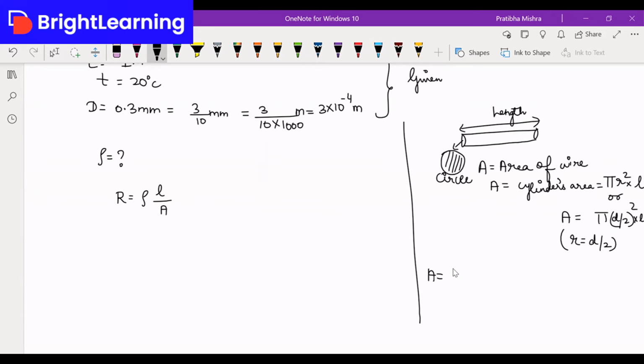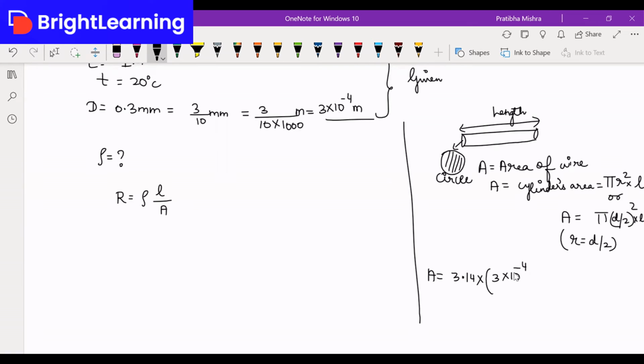Okay, so let pi be 22/7 or 3.14. Depending on however you want to take, you can take it. Okay, let it be 3.14. It will be easy for calculations. Okay, diameter is how much? 3 into 10 to the power minus 4 meters.